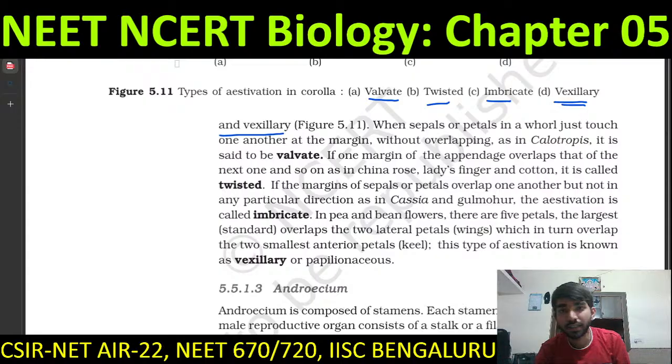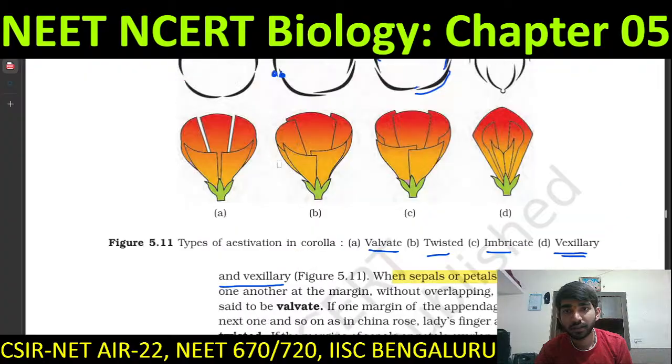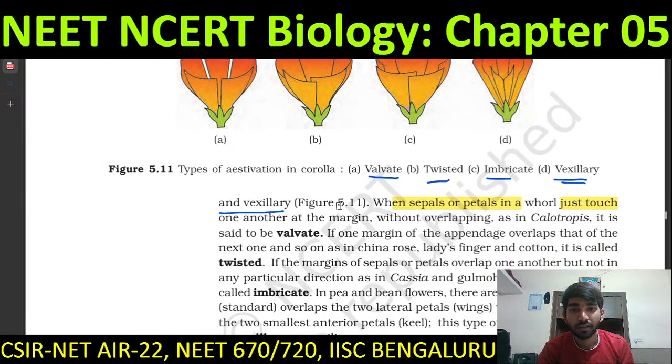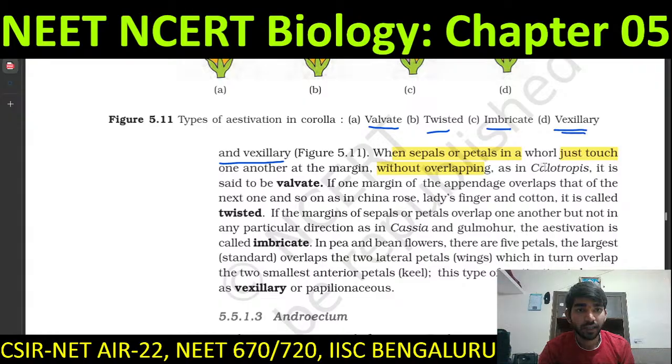So now let's look at the examples of this. Suppose petals in a whorl just touch one another at the margin without overlapping, as in Calotropis, it is valvate. If one margin of an appendage overlaps that of the next one, and the next is overlapping the next, like that, then the examples are China rose, ladyfinger, cotton. Then it is called twisted. If the margins of sepals or petals overlap one another but not in any particular direction, examples are Cassia and Gulmohar. Here it is called imbricate.